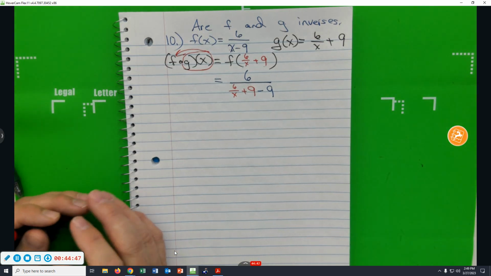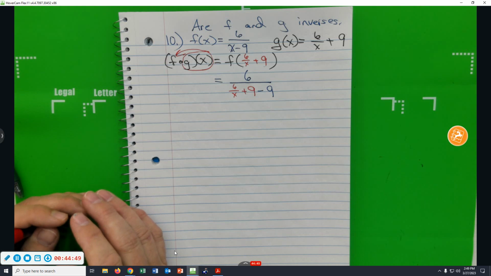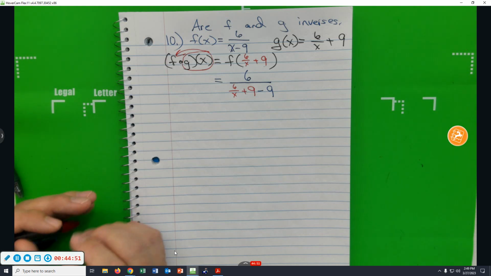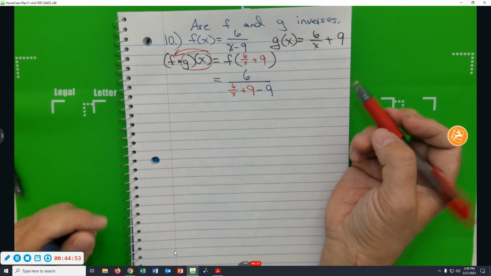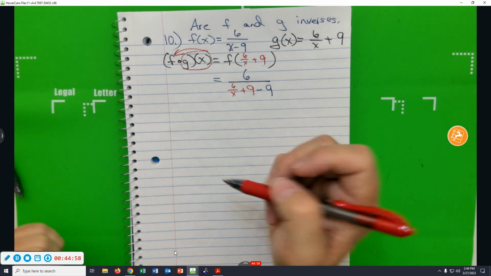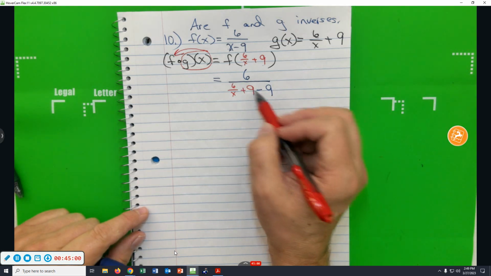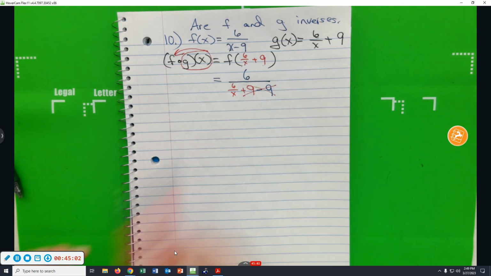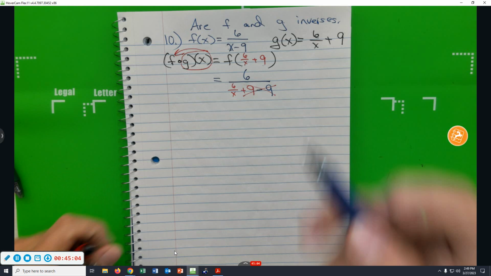Now, if they're going to be inverse functions, everything should cancel out except for what? The x. I think something's about to disappear. What is it? 6 over 6? No, the 9 minus 9 is going to cancel. The 9 minus 9 cancels, but be careful.